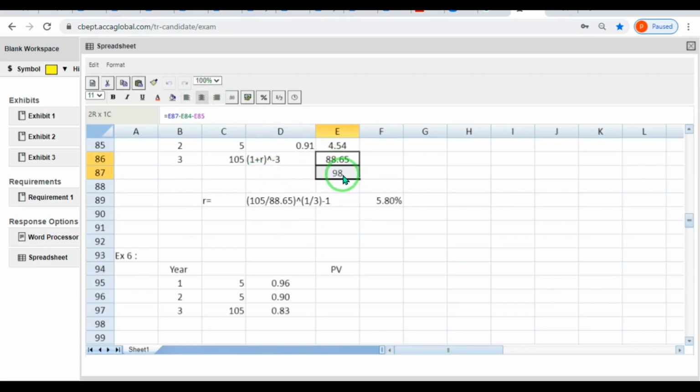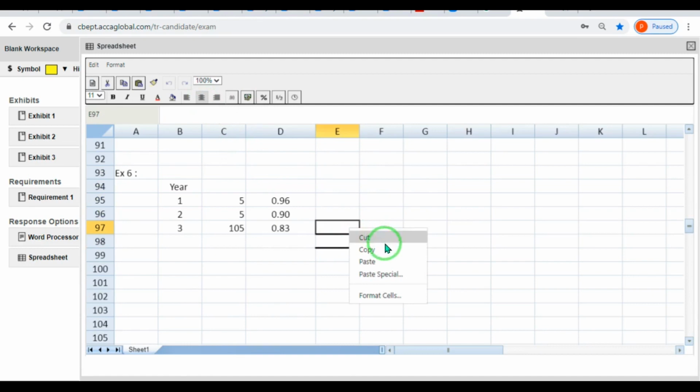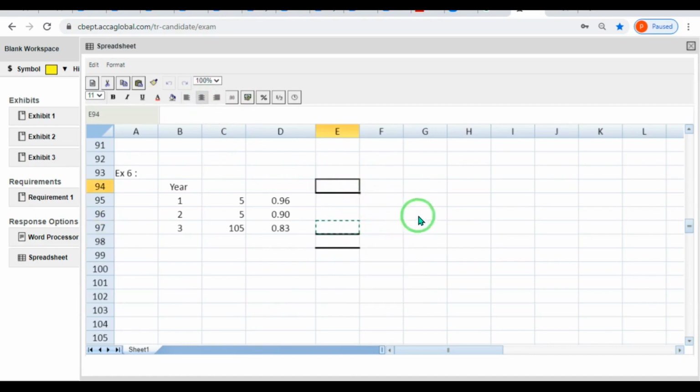So I need this line. Let's copy this and paste it here. This is going to be PV, and this will be equal to this times this. Enter, and you just drag. Sorry, I don't want to drag that one because the line will go off. Equals this times this, enter.